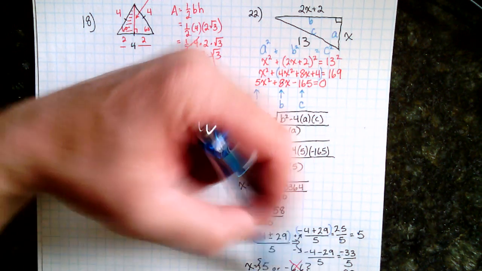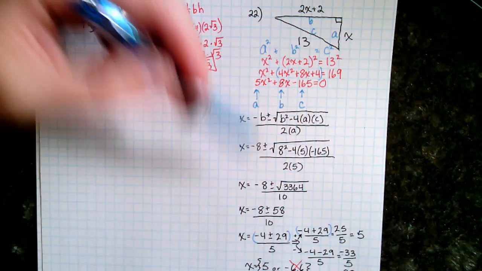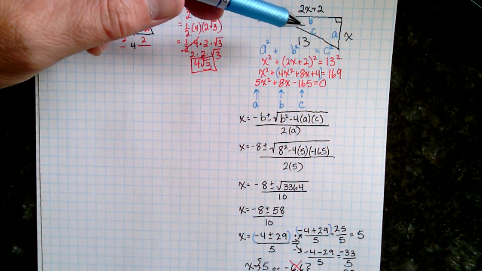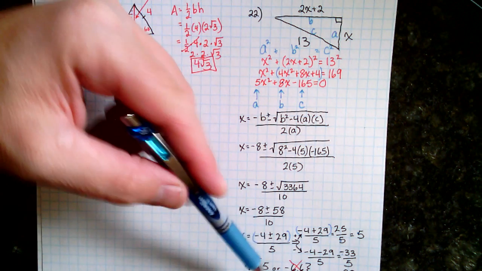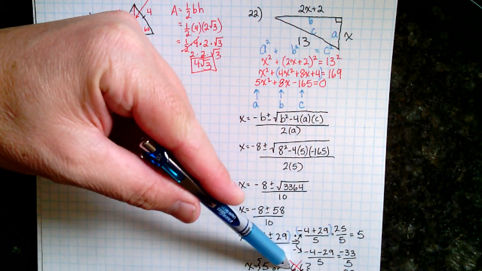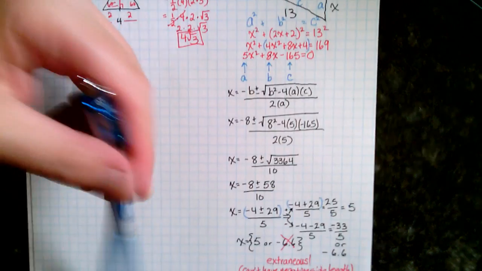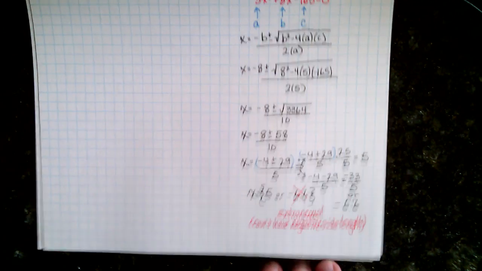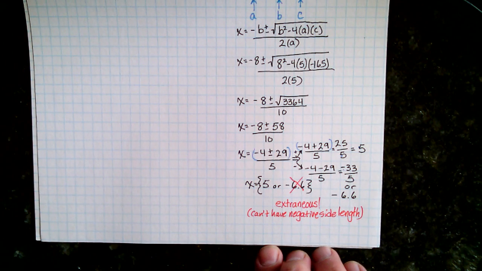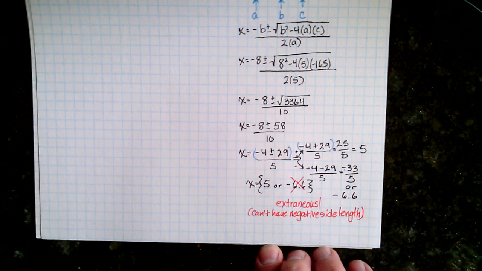Both of those are solutions. But we're talking about geometry and side lengths of a triangle. Can't have a negative length. So we cross out the negative number, which is said to be extraneous. Mathematically, it's there. Physically, it can't be there. That's number 22. Okay, probably the hardest problem.